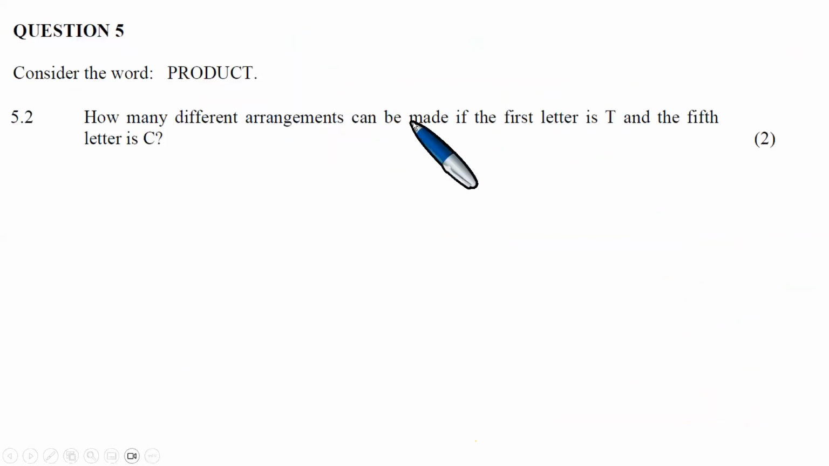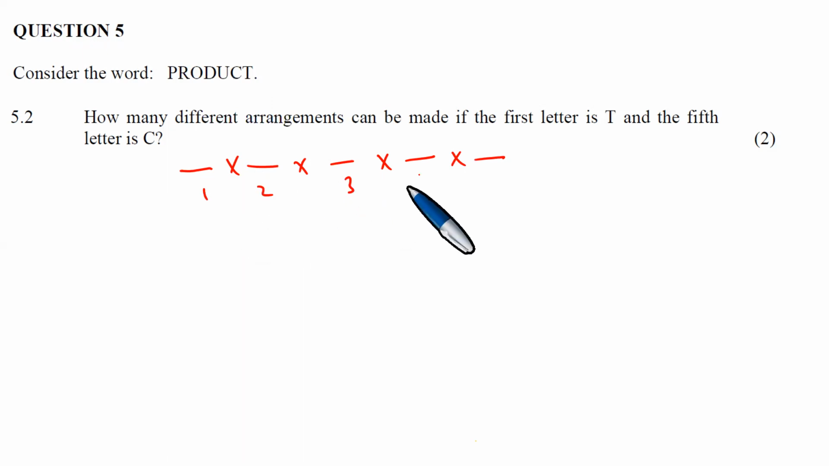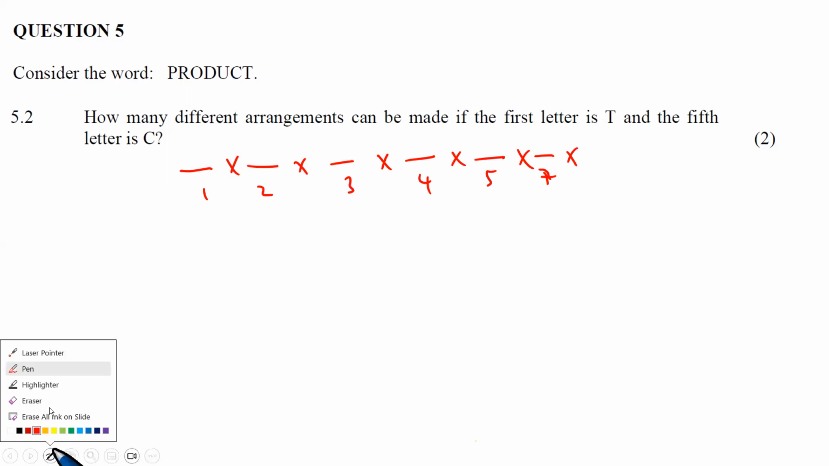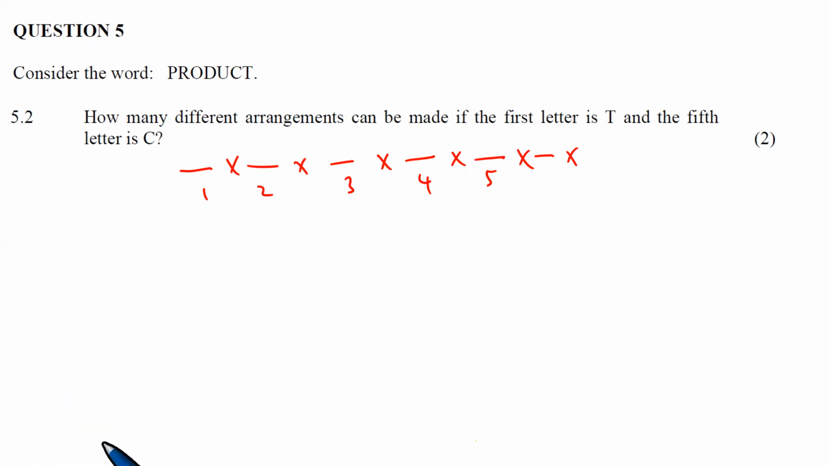How many different arrangements can be made if the first letter is T and the 5th letter is C? So we're looking at the arrangements. We're going to put some blanks: 1, 2, 3, 4, 5, 6, 7 blanks. Right, so we continue.